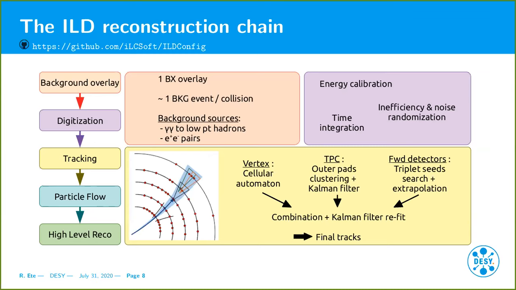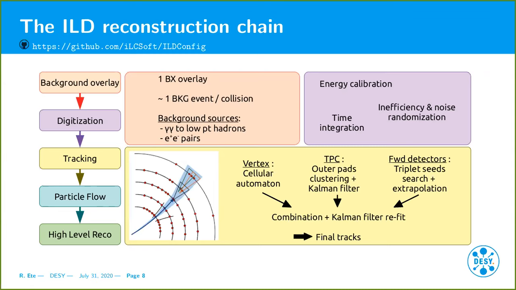For the tracking, we do this in three independent steps. First, in the vertex detector, we run a cellular automaton to find some candidate tracks. In the forward detector, we do a triplet search of seeds, and then we extrapolate with a kind of linear fit to find track candidates there also. For the TPC, we look outside in the outer parts, do some clustering there, and then start there for the Kalman filter seed, the first one, and then go backward. This is what you can see on the left, just an illustration.